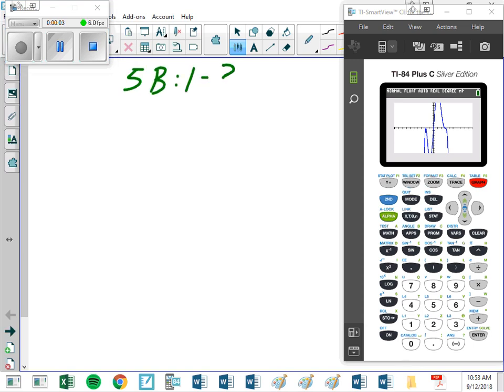5B 1 through 3, my favorite nursery rhyme. So I want you to calculate each one of these areas by hand, and then check by using your calculator. Okay? And sometimes we'll be doing this by hand, and sometimes we'll use a calculator, and you really do need to know both ways. So find the area under the normal curve to the right of 1.25.